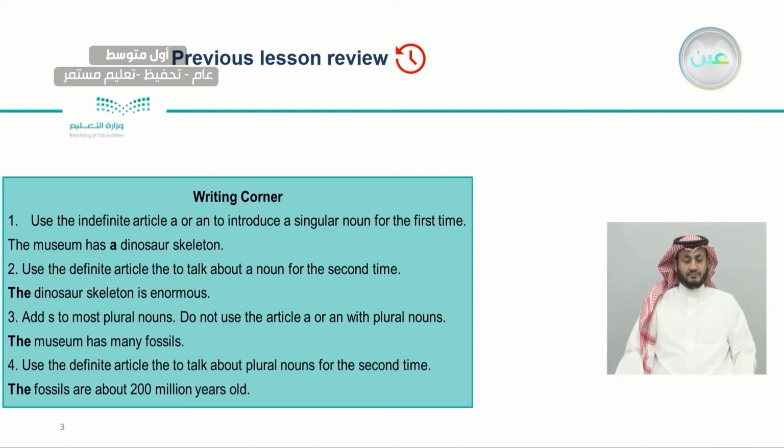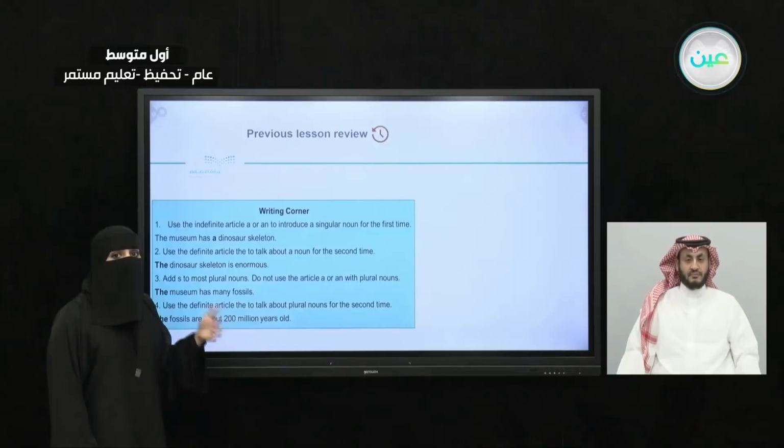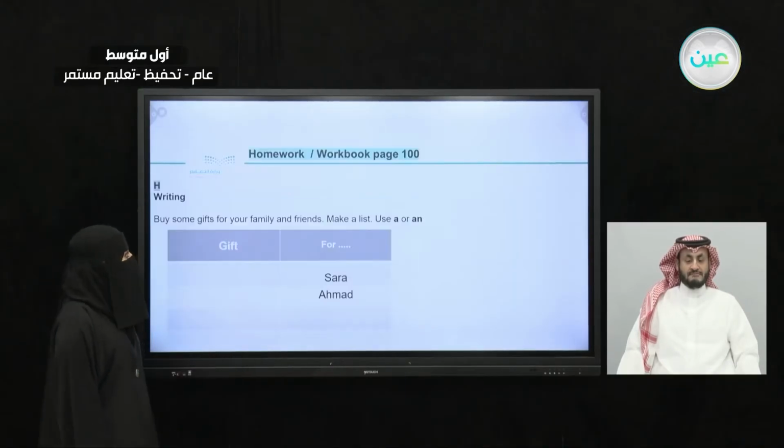Use the definite article the to talk about plural nouns for the second time. The fossils are about 200 million years old. Did you see? We mentioned fossils for the second time. That's why I used the. Okay? It's definite. It's the second time. My readers know what I am talking about.